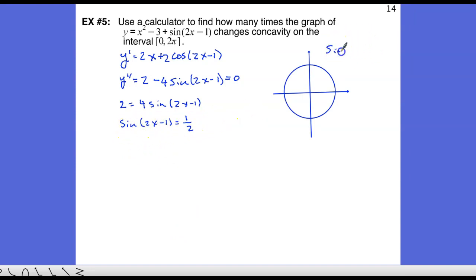Because that's what I want. Sine theta equals 1/2. Well, okay, that's going to happen here, and that's going to be square root of 3 over 2 comma 1/2. And this angle theta is pi over 6. And it's going to happen again right over here at the same place, but reflected about the y-axis.